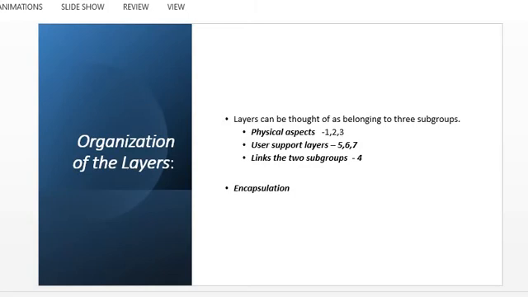Then we have layer 4, which we can say falls into 2 subgroups. Not falls, but links the 2 subgroups that we have created here, the physical aspects group and the user support group. And their linkage is facilitated by layer 4, the transport layer. So the work of the physical aspects and the work of the user applications are brought together by the transport layer.